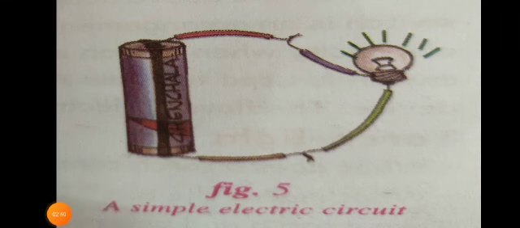Now children, let us see about a simple electric circuit. You have to take four wires of different colors, say blue, green, red and yellow, each about 15 centimeters long. Electric wires are often covered with plastic. First, remove about 2 centimeters of the plastic covering from both ends of each wire.